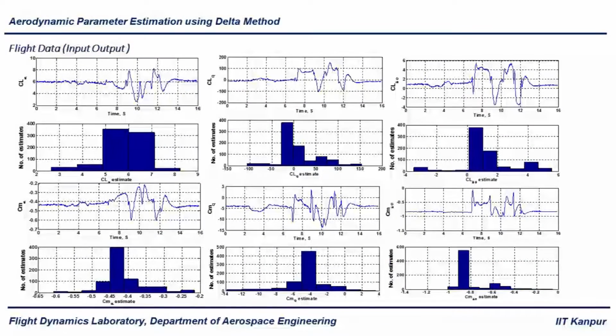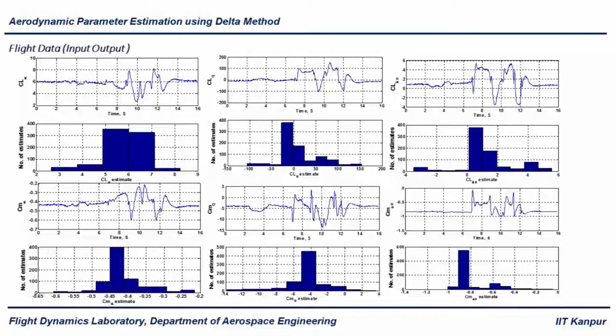And then, once you apply your delta method, I hope you are able to see this. This is your result for all the parameters: CL alpha, CLQ, CL delta E, CM alpha, CMQ, and CM delta E. This is a plot with histogram information. The histogram says you had multiple data samples, around 796 samples. So this gives you the information about the maximum occurrence of a particular value from all the sample data.